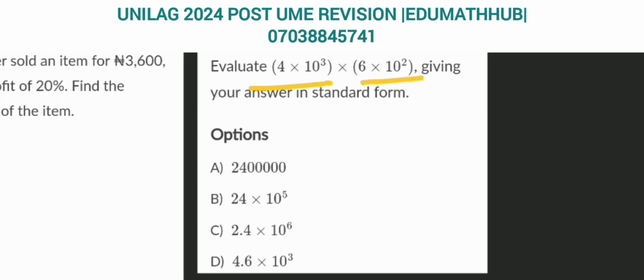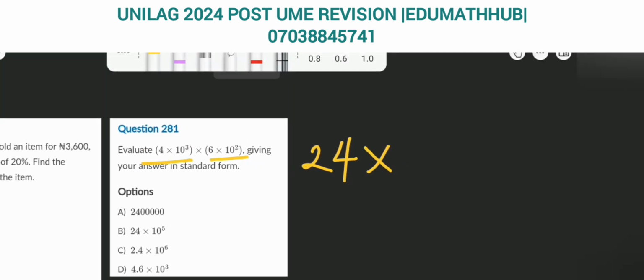So for the next question, we have to evaluate 4 times 10 to the power 3, in brackets, times 6 times 10 to the power 2, giving your answer in standard form. So the first thing to do, 4 times 6 will give us 24. Then you want to take note of 10 to the power 2 and 10 to the power 3. So using the law of indices, you add them. That will give you 10 to the power 2 plus 3, which is 10 to the power 5.